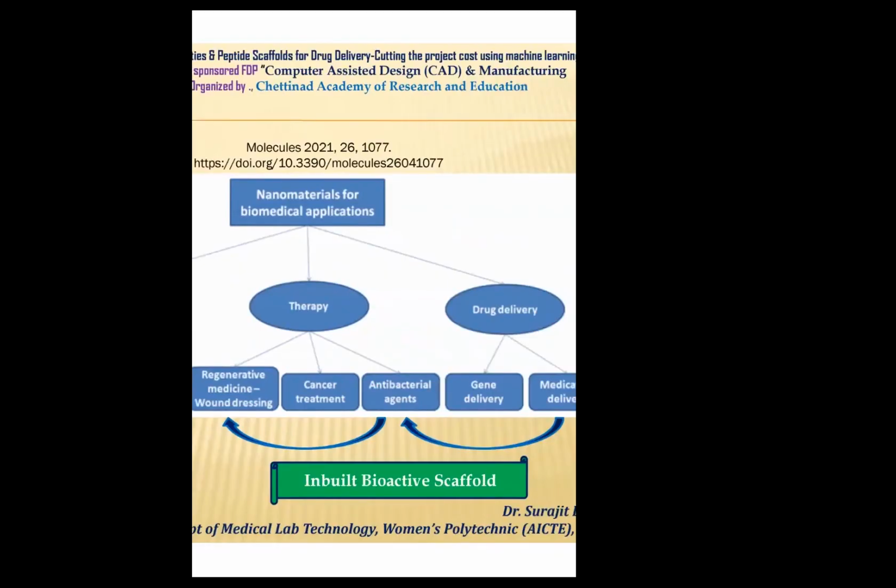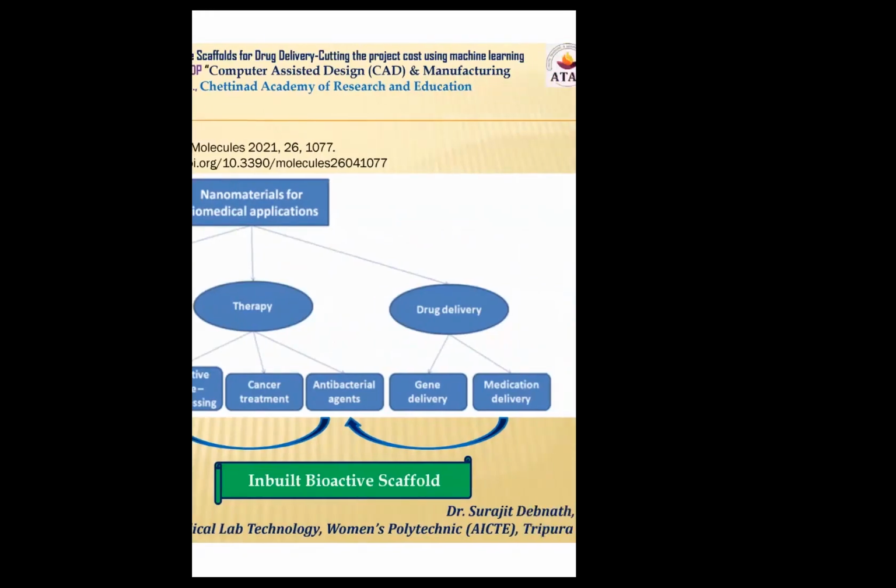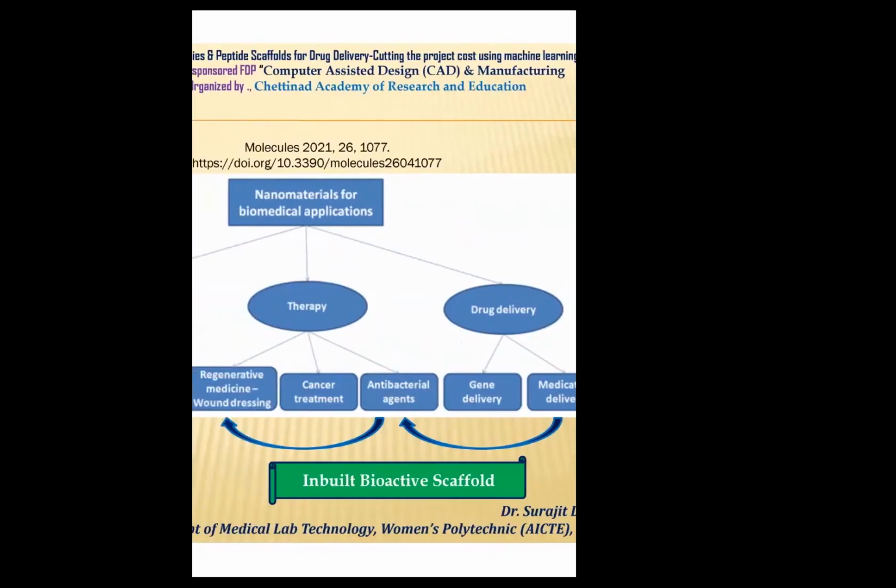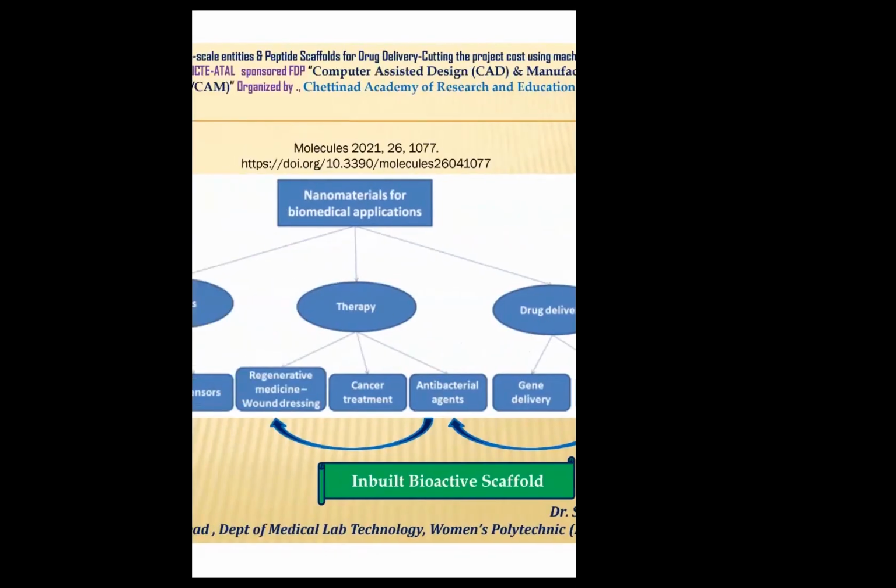As you can see here, for drug delivery aspects, this is used for medication delivery, then gene delivery. And in terms of therapy, the major three therapies are antibacterial therapy, then cancer therapy, and then regenerative medicine. So nanomaterials, in terms of therapy, can have mainly three usages: as an antibacterial agent, for cancer therapy, and subsequently for regenerative medicine. So these are well-known aspects.